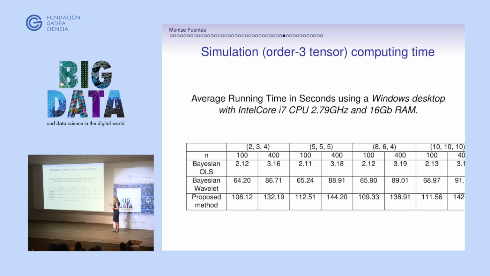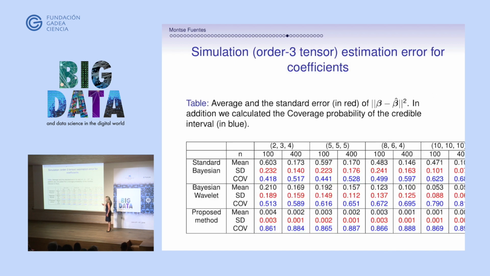So in the context of the computational effort, the proposed method here with all the spatial covariances would be very similar, this is in seconds, to the wavelet approach. But when we look at the MSE, how we are able to estimate the beta, so here we are looking at the MSE to see what type of inference we are able to make here. So we have the MSE, the standard deviation of that MSE, and the coverage.